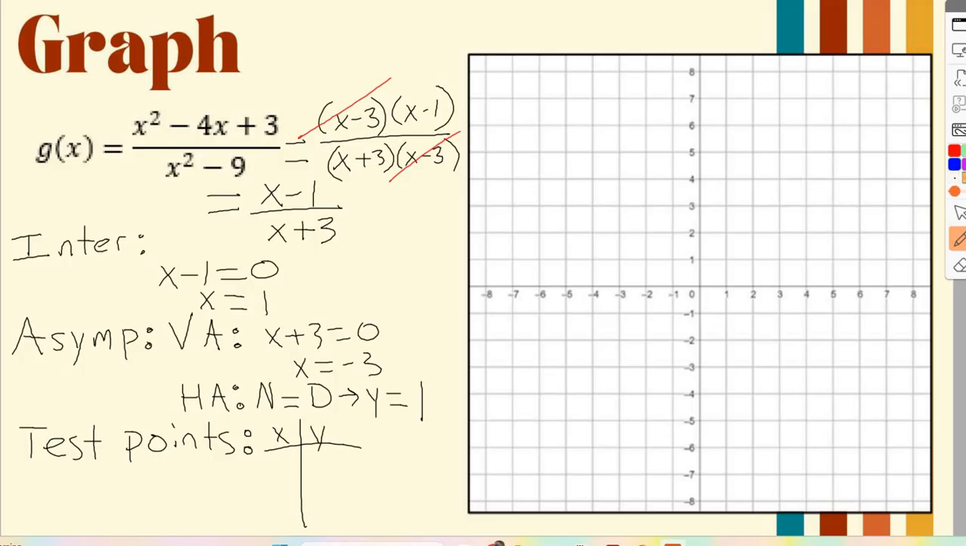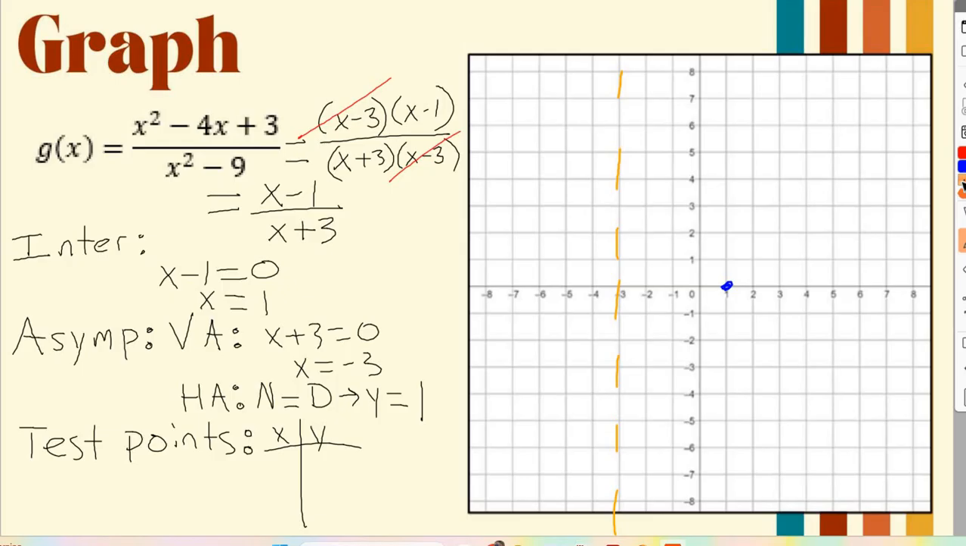Going to go ahead and graph. We have an x-intercept at 1. And then we have a vertical asymptote at -3. So how many intervals do we have this time? Just 2, right? If I only have one asymptote, I'm just splitting it into 2 parts.